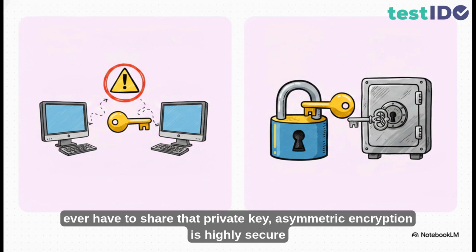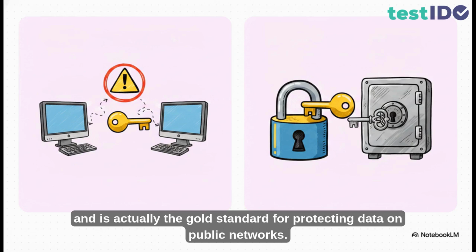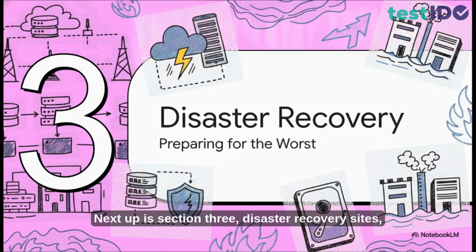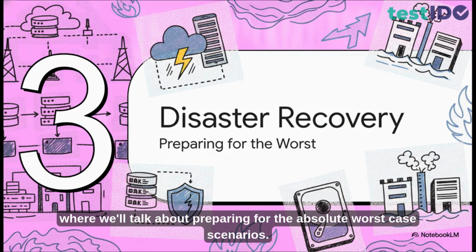Because you never ever have to share that private key, asymmetric encryption is highly secure and is actually the gold standard for protecting data on public networks. Next up is Section 3, Disaster Recovery Sites, where we'll talk about preparing for the absolute worst-case scenarios.